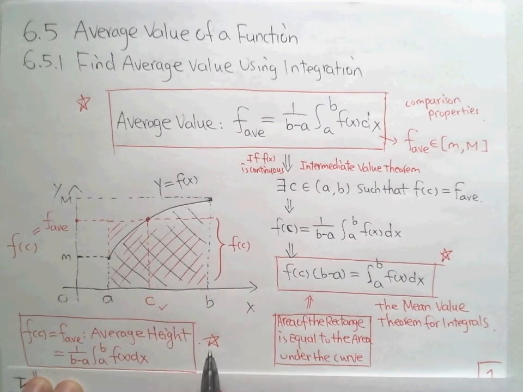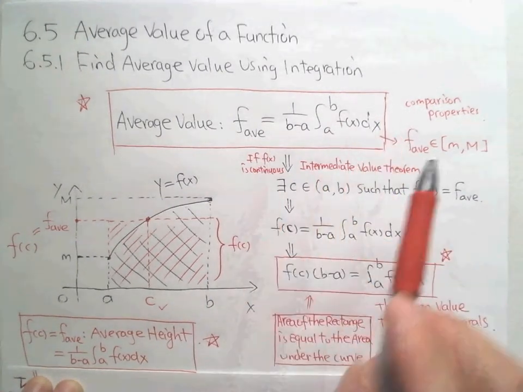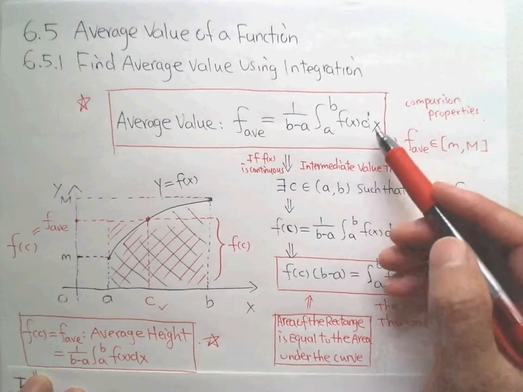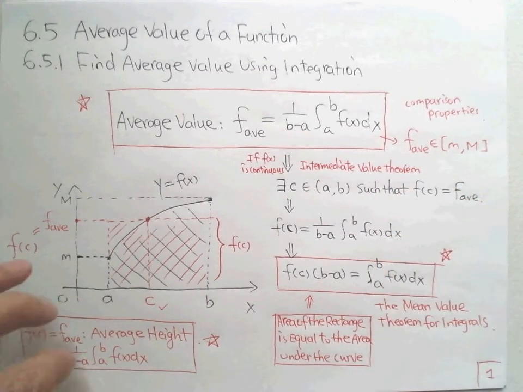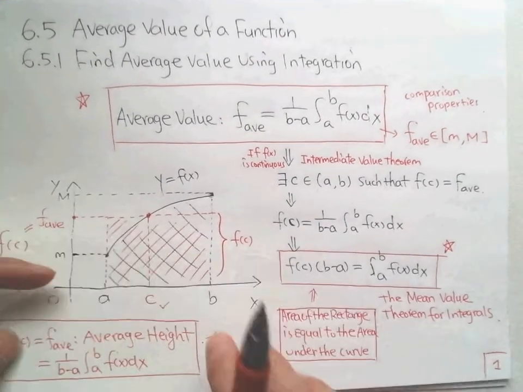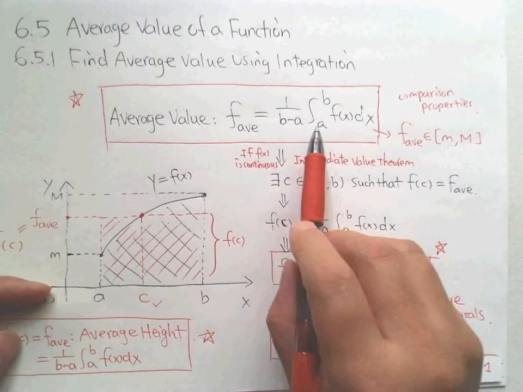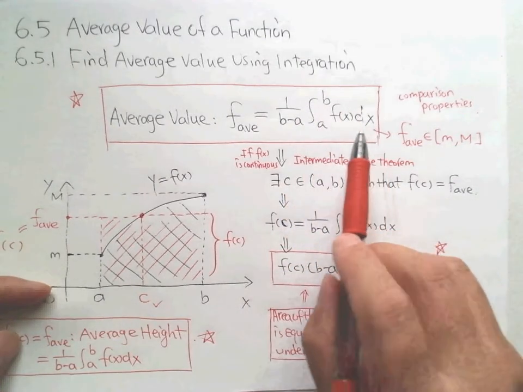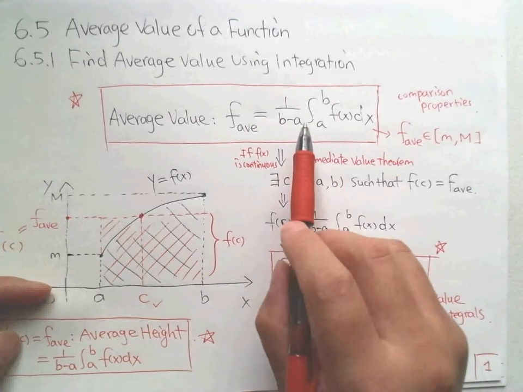How do you find this average height? Now we already have a definition: use the integral divided by b minus a. Keep in mind that this is the most important formula. Now I'm going to show you two examples. The average value of the function is the integral of the function, which is the area, divided by the width, the range of the interval.